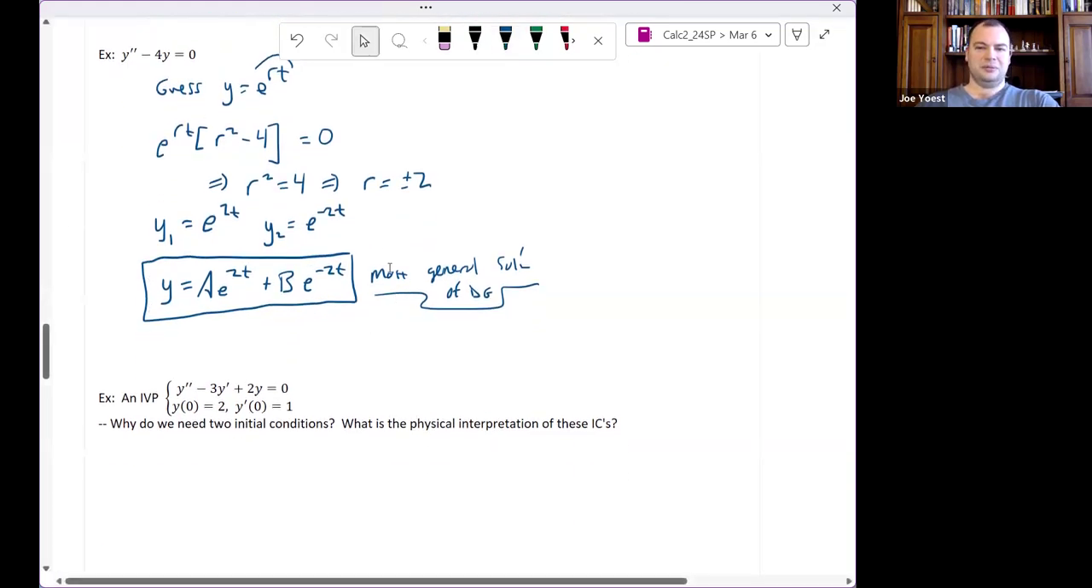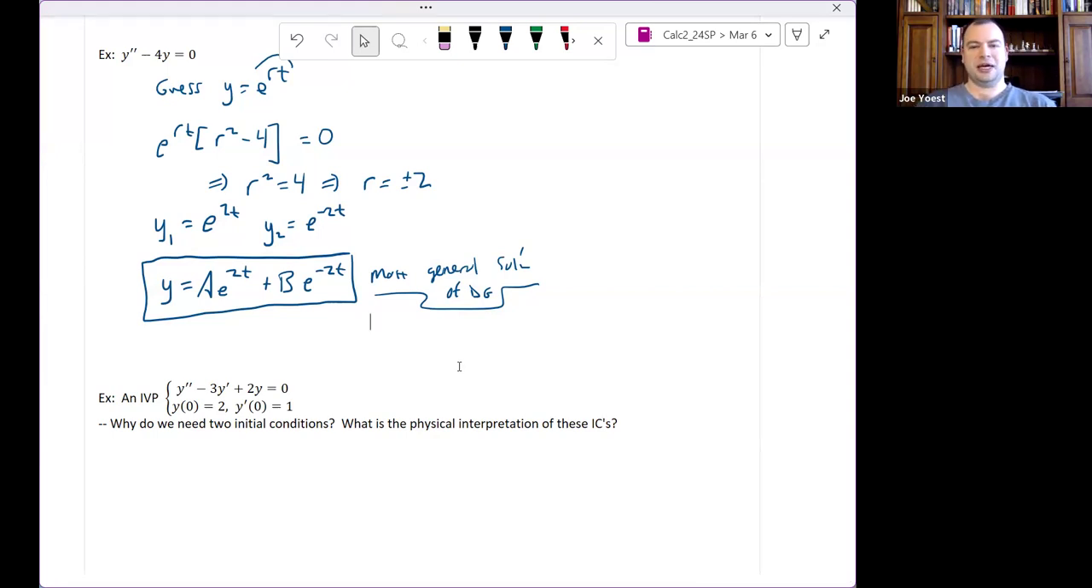Again, there's not a good reason to initially suspect that this would be the most general solution. We didn't algorithmically go through and derive the solution. We made a guess that we thought was a good guess. Who's to say that sine t or cosine t or something won't work? But it does turn out that this is the most general solution for this differential equation.